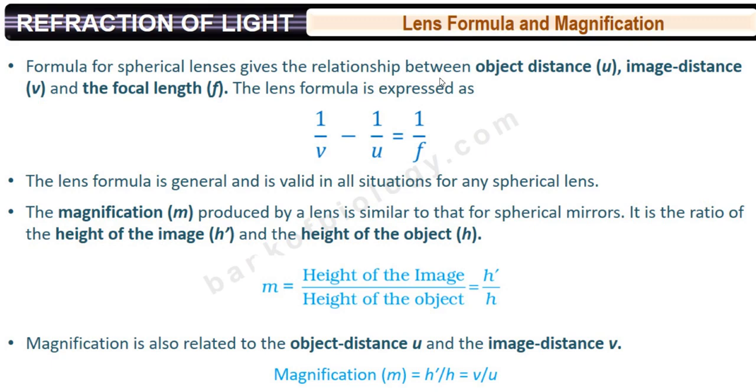I encourage students to memorize all the formulas, both mirror formula and lens formula. Mirror formula is 1 by V plus 1 by U is 1 by F. Lens formula is 1 by V minus 1 by U is 1 by F. Okay.